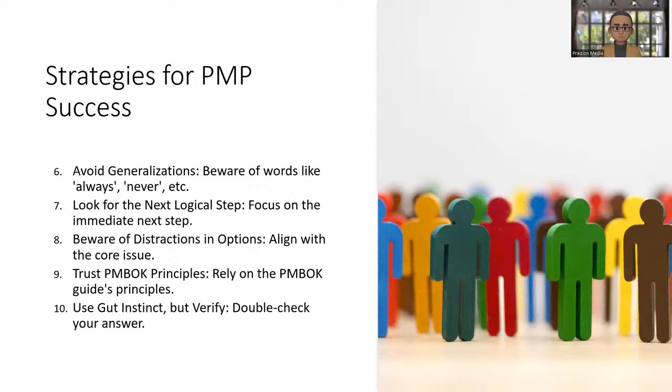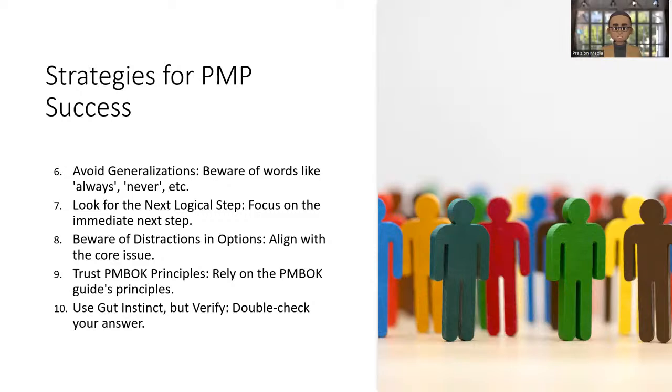Number 7, look for the next logical step. Focus on the immediate next step. In some instances, for example, you've done a quantitative risk analysis. What should you do next? The answer wouldn't be a qualitative risk analysis. That should have come before. So you need to understand the sequence of things. Number 8, beware of distractions in options. There will always be red herrings and distractions. Keep focused and align with the core issue.